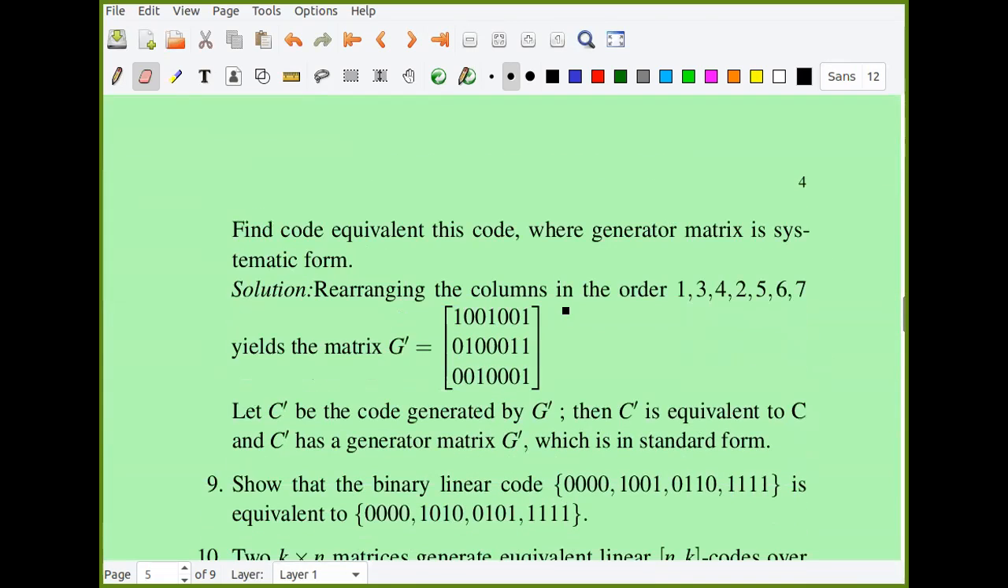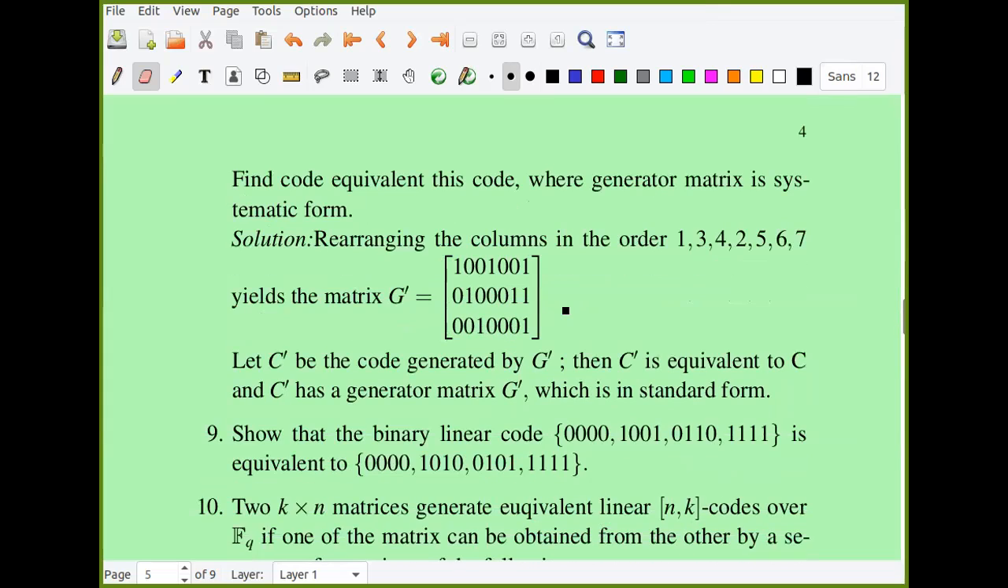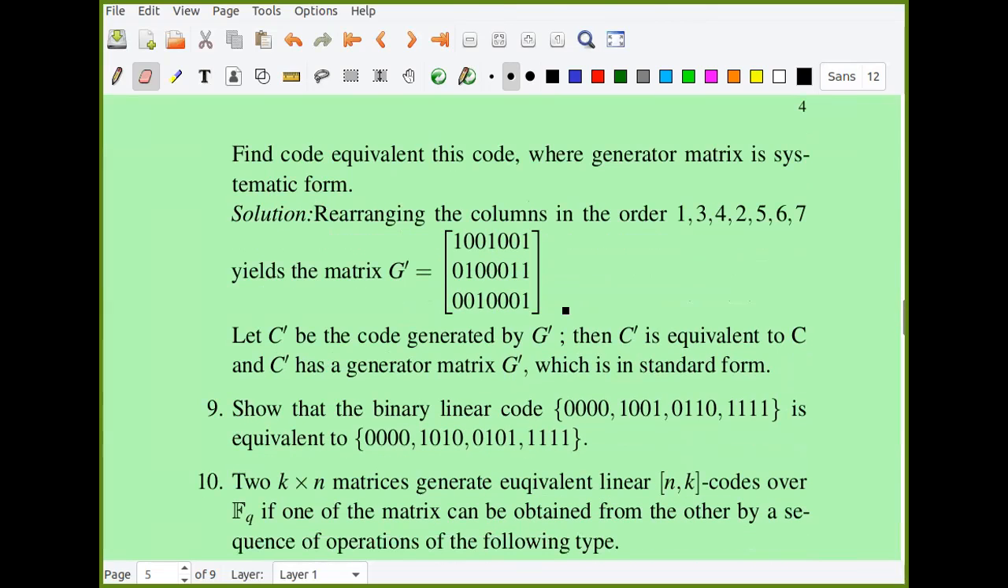Rearranging the columns in the order 1, 3, 4, 2, 5, 6, 7. Let C dash be the code obtained from G dash. Then C dash is equivalent to C, and G dash is the generator matrix for C dash, which is in standard form now, right?